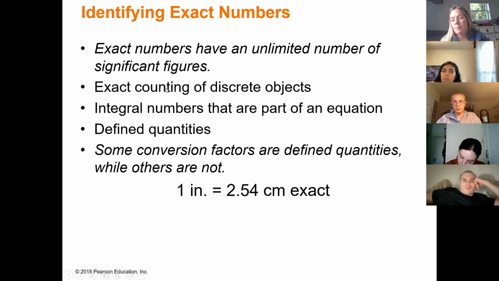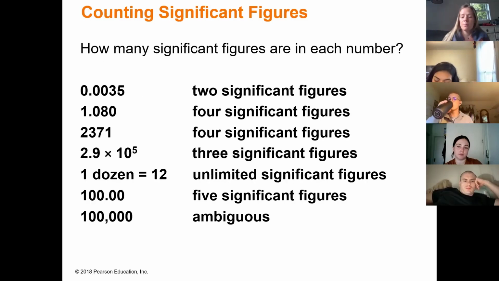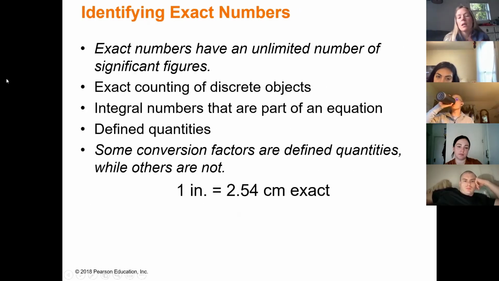One example is anytime you're counting discrete objects. If you have 4 balls, it doesn't matter how precise your equipment is, it's 4 balls, right? It's 1, 2, 3, 4. Your precision is your brain. You're using your brain to count 4 discrete objects. We don't have half balls. We don't have quarter balls. So we can't get more or less. It's just 4 objects. Integral numbers that are part of an equation are also considered exact numbers. They'd have unlimited sig figs.